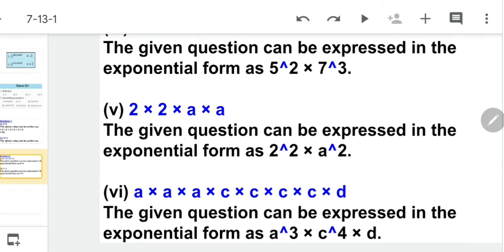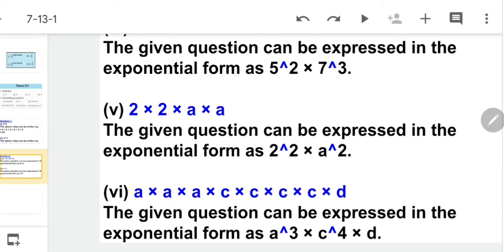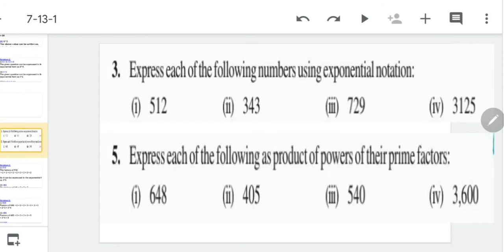And in the last one, we have 1, 2, 3 A's multiplying with 1, 2, 3, 4 C's and we have 1 D. So our answer is a power 3 multiplying with c power 4 multiplying with d. Okay. Now let's move on to the next question.